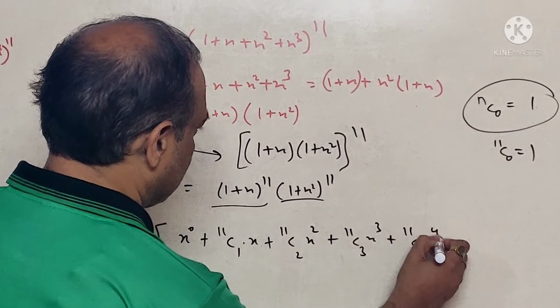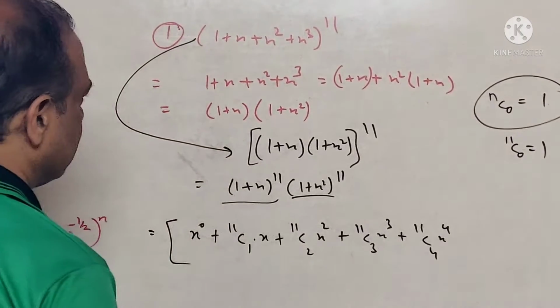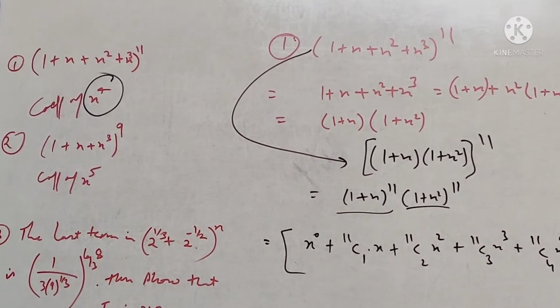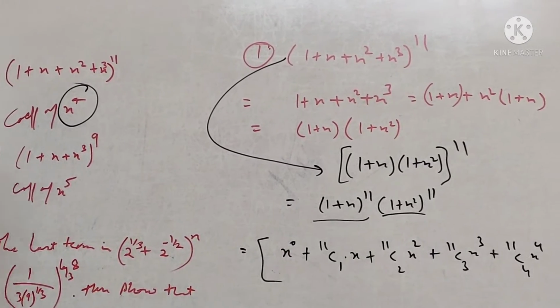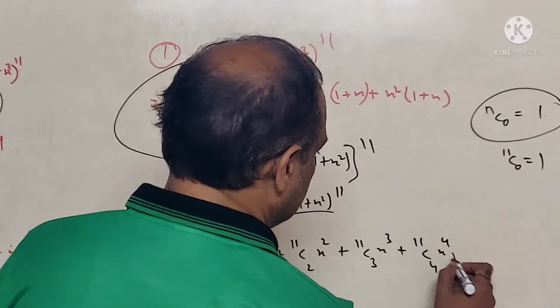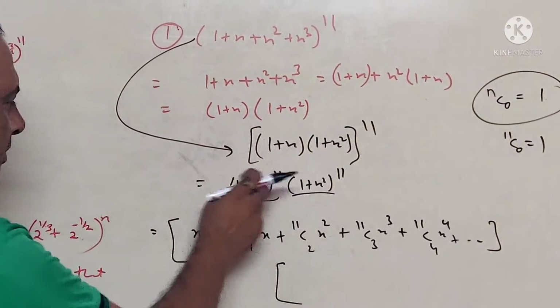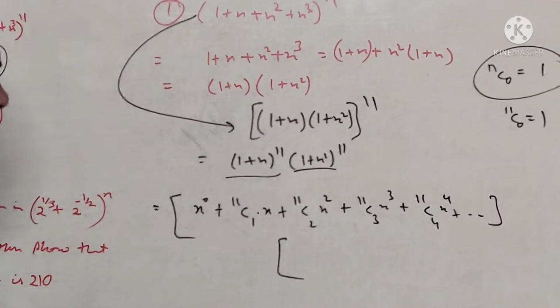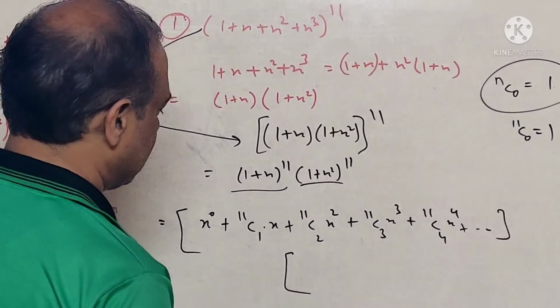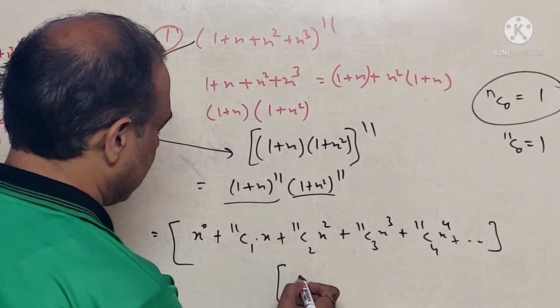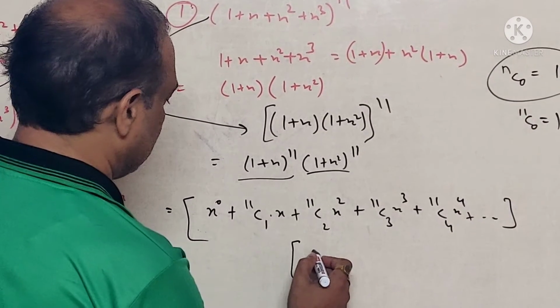11C4, you will have x raised to power 4, 11C5, because what do we need? We need the coefficient of x power 4. We don't need to go furthermore. We leave it there. Plus dot dot dot. And in the second part, which is multiplied with the first part, 11C0 is again 1, then x square power 0. It will give you 1.